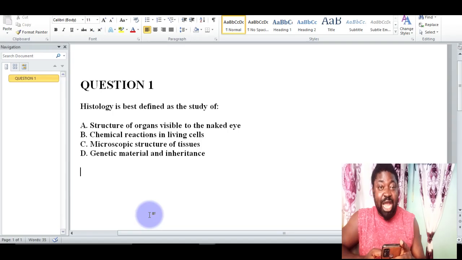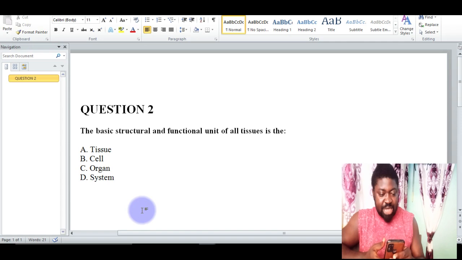In fact, histology is actually talking about option C, which is the microscopic structure of tissues. Microscopic structure of tissues is all about histology. So the correct option here is option C. Let's now move to the next question. The second question: the basic structure and functional unit of all tissue is known as A, tissue, B, cell, C, organ, and D, system. Which is correct here? Choose the correct option.